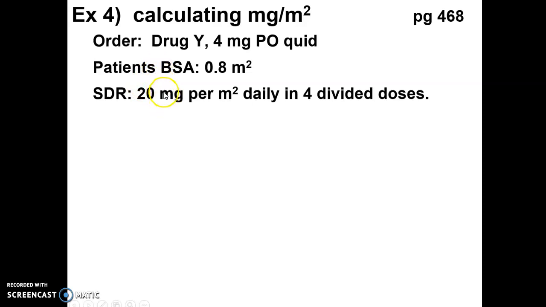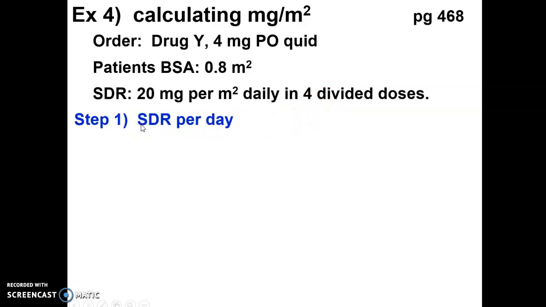So the safe dosage range says we need to give 20 milligrams per meter squared daily in 4 divided doses. I like that we're giving it in 4 divided doses, which is happening 4 times a day. So that frequency does match there. That's good.